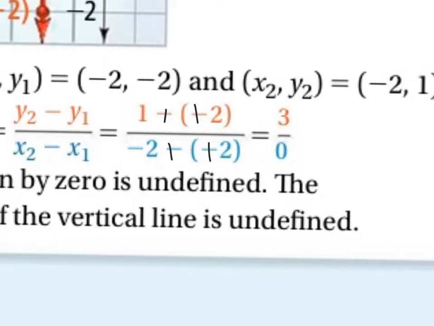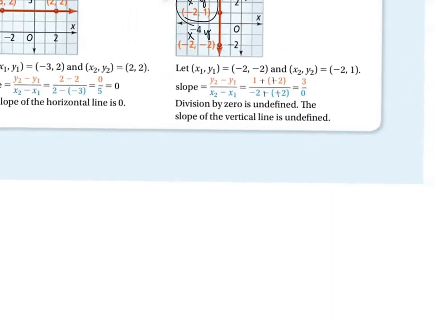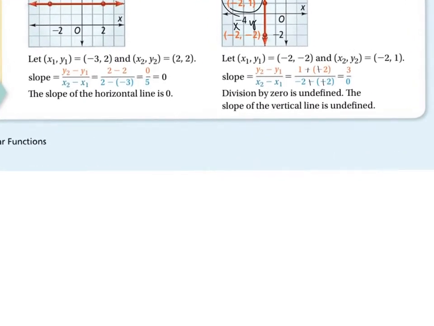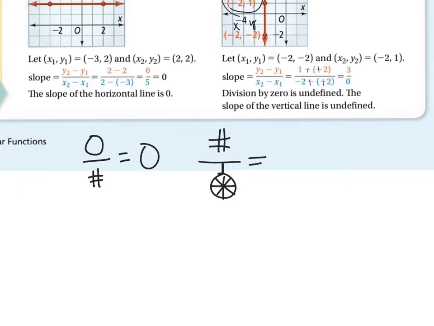Sometimes when we're doing these, people forget whether it ends up being 0 or whether it ends up being undefined. If you work it out, if you get 0 divided by a number, that's going to be 0. If you have a number divided by 0, that's my version of a unicycle. And just like a unicycle starts with a U, so does undefined.